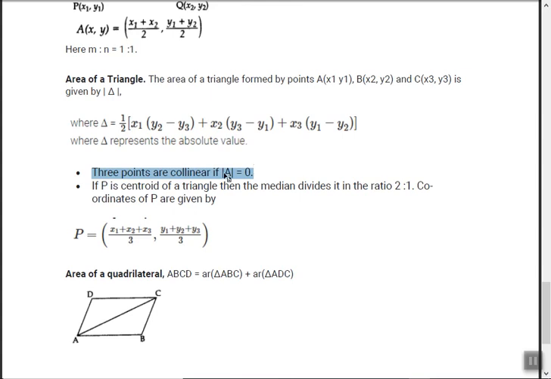Why is this shown as mod? This is called mod. Mod means 2 lines. It means this absolute value. Absolute value means it should always be taken as positive.